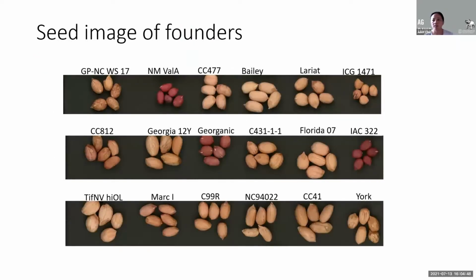So with funding from NIFA, our group was able to initiate the construction of a new peanut MAGIC population consisting of 18 founders. And here is an image of the seeds from all founders. You can already see that they are highly diverse in their seed characteristics, like seed size and seed coat, and also because this consists of both cultivars and germplasms, there's a diverse range of yield also hosted in this founder range.